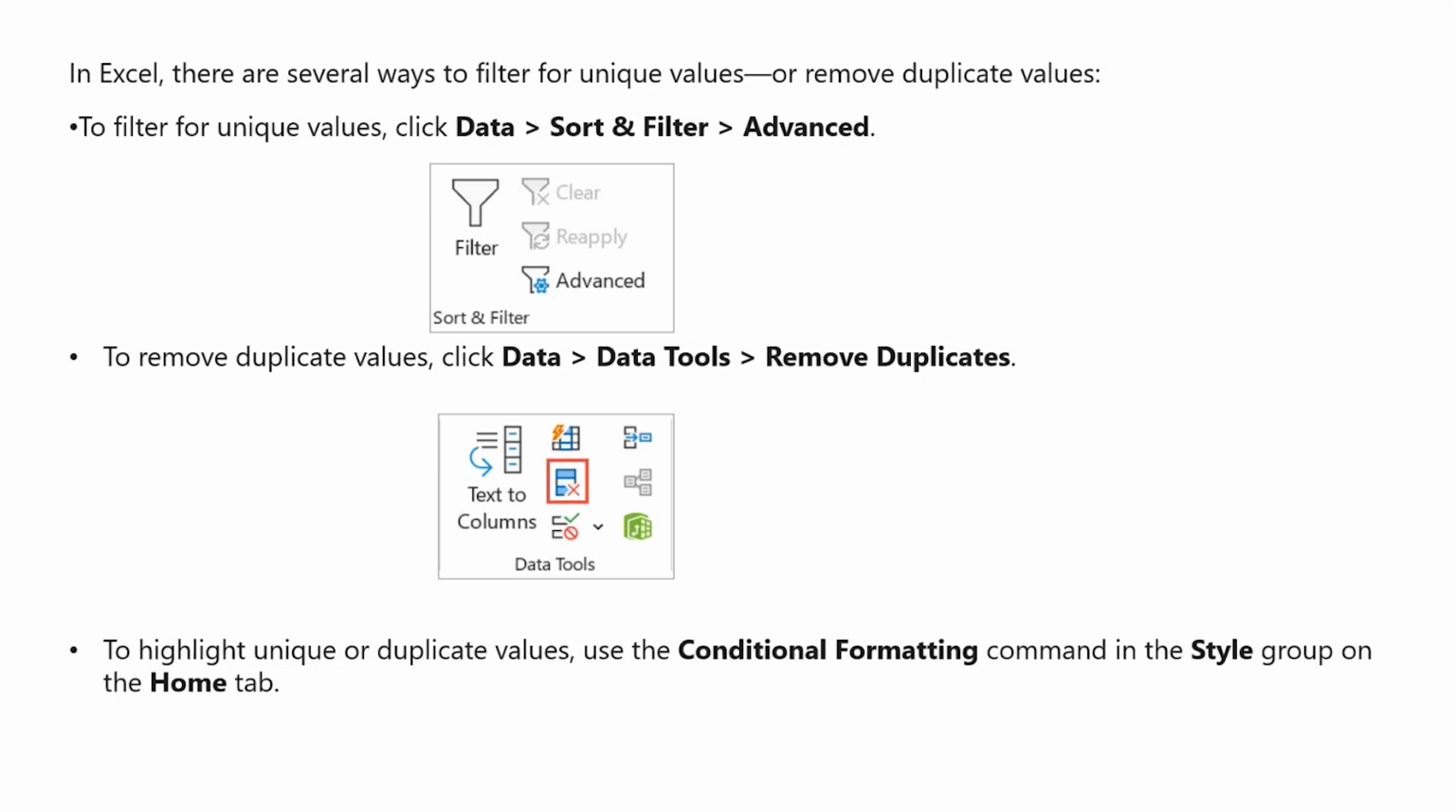And to highlight unique or duplicate values, use the Conditional Formatting command in the Styles group on the Home tab. So instead of just having this as words right here, I will show you a quick tutorial on how to do that.